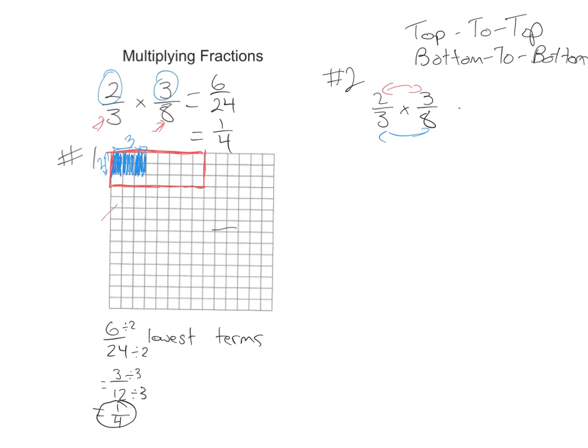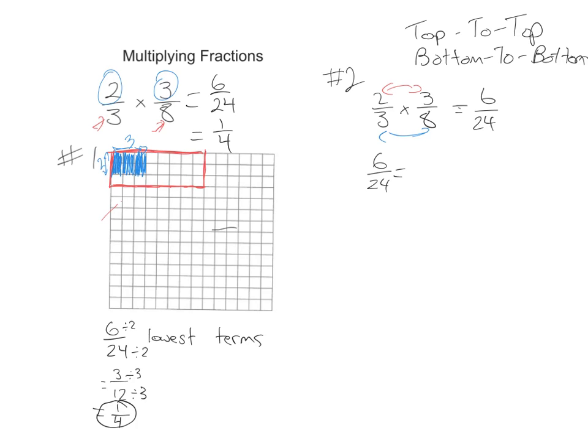So let's start first with the top two numbers. 2 times 3 gives you 6. Now let's try the bottom two numbers. 3 times 8 gives us 24. Voila! We're almost done. Now the question is, can we reduce it? So 6/24. Now ask yourself, what's the biggest number that can divide into both of these? Last time I used 2 right away, but there's actually a bigger number that can divide into both of these. And if you can hit the biggest number right away, it saves you a couple steps.